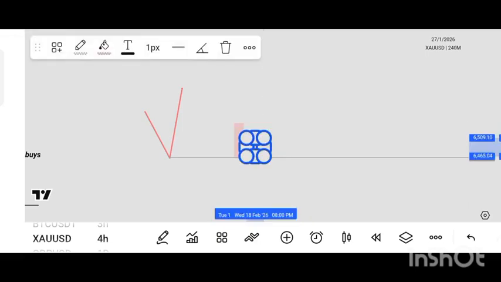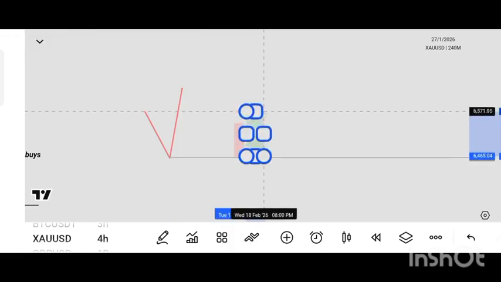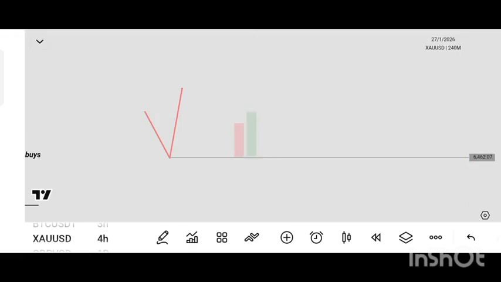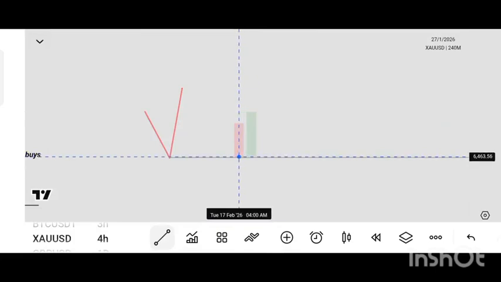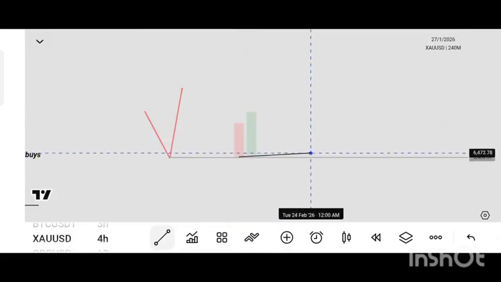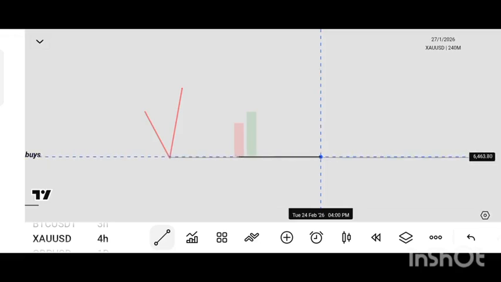Don't mind my drawing though. That's what forms a V-shaped key level. Alright, below these particular lows, below this candle is the V-shaped key level. It's a V-shaped key level.